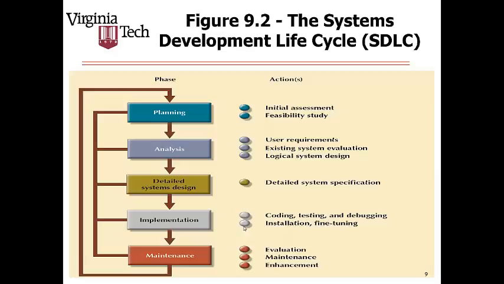Here's a nice little diagram that sort of summarizes it. We start out by planning to determine, is this something that we want to do? Is it something that we can do? Then we move on to understanding the user requirements. What processes do they need to do? What data are they going to produce? What data are they going to use? And this is the place where we solve the problem. When we get below this point, the solution is known.